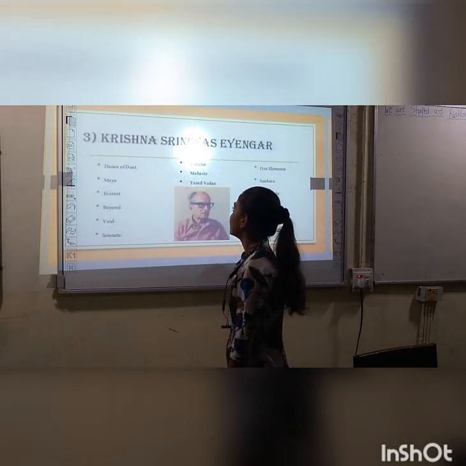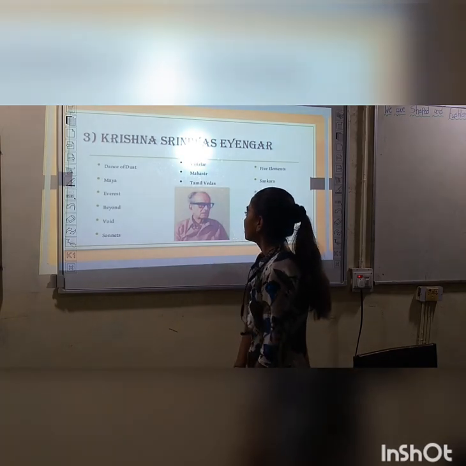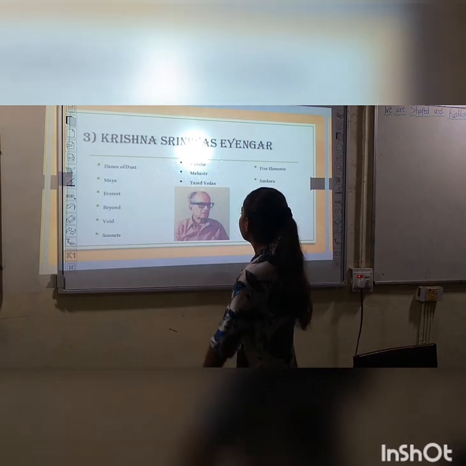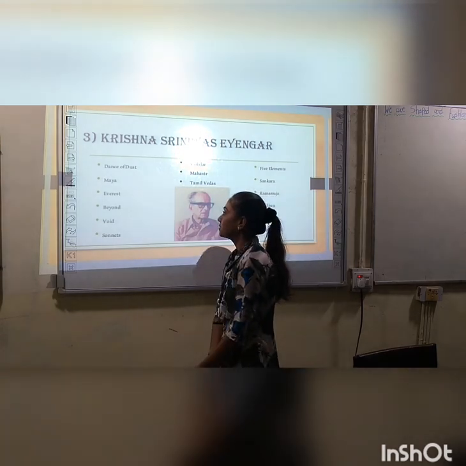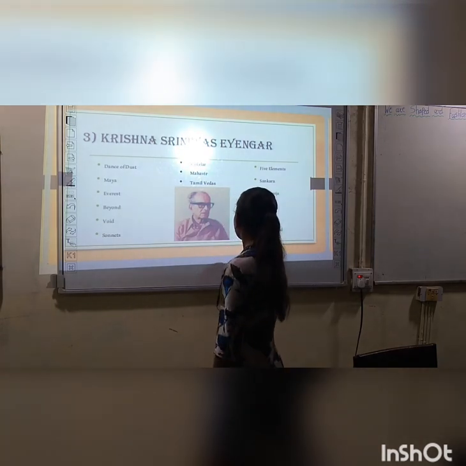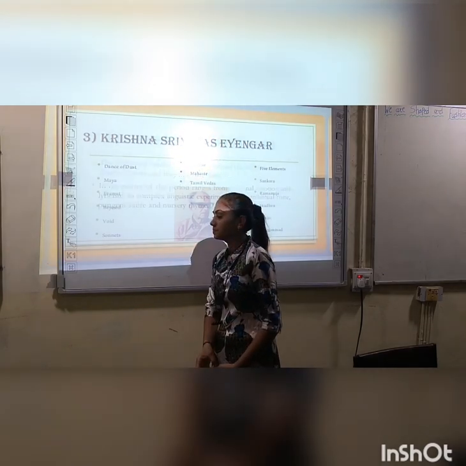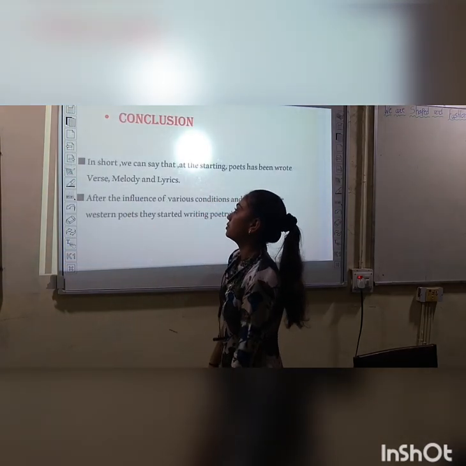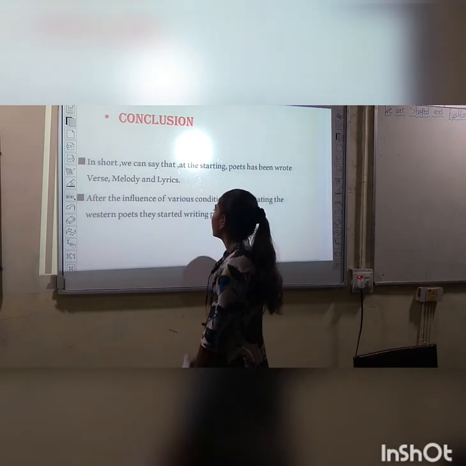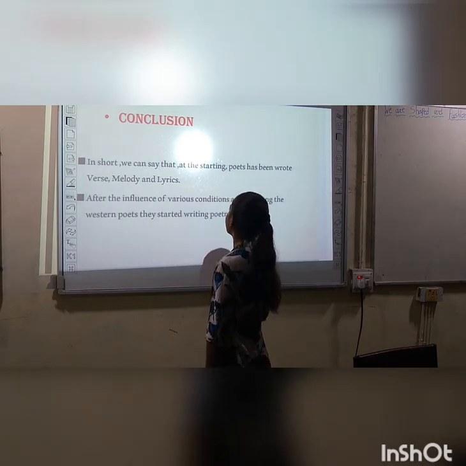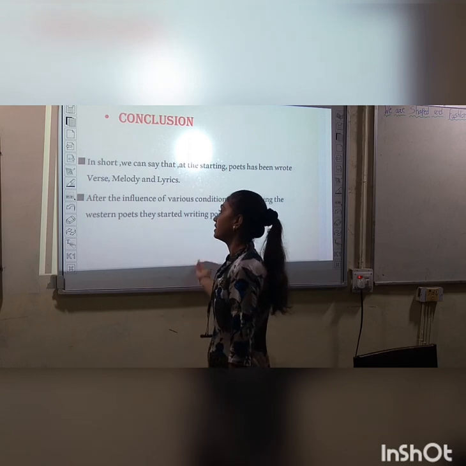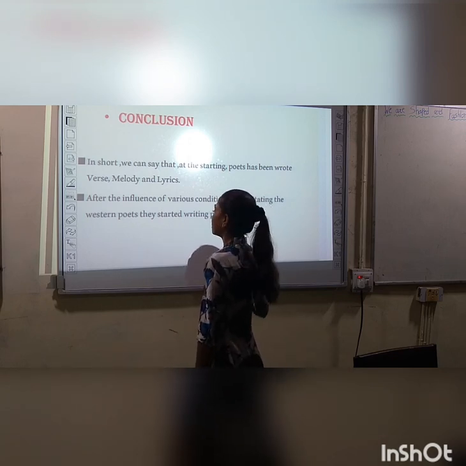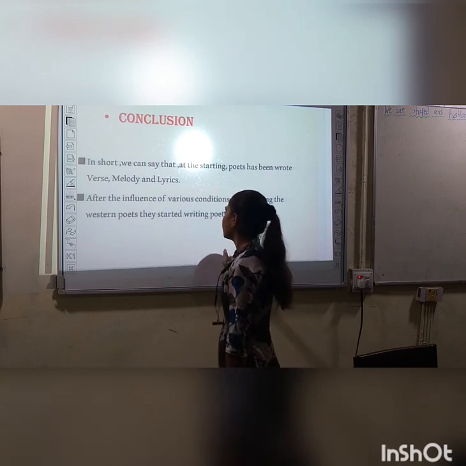Krishna Srinivasa Iyengar is one of the best poets of this age, and these are his works. In this class, we can see that the pre-independent poets, at the start, wrote only prose, melody and lyrics. After the influence of various conditions and imitating other writers, they started writing poetry.